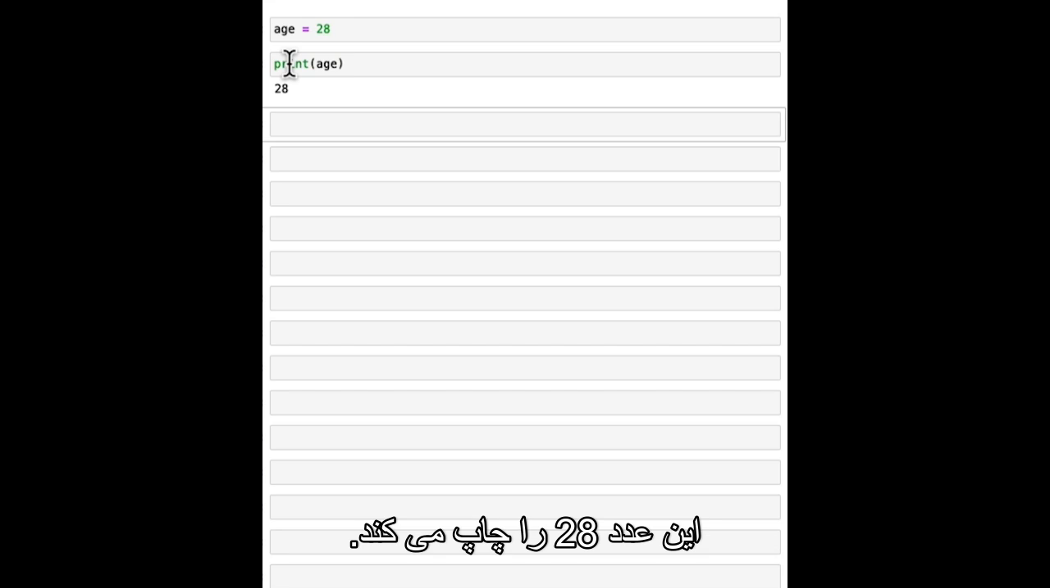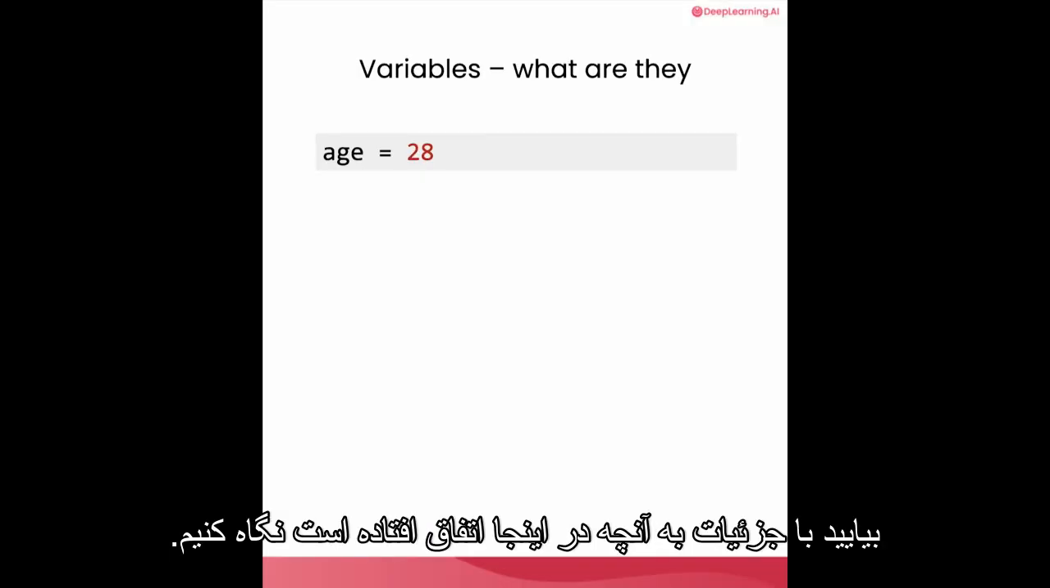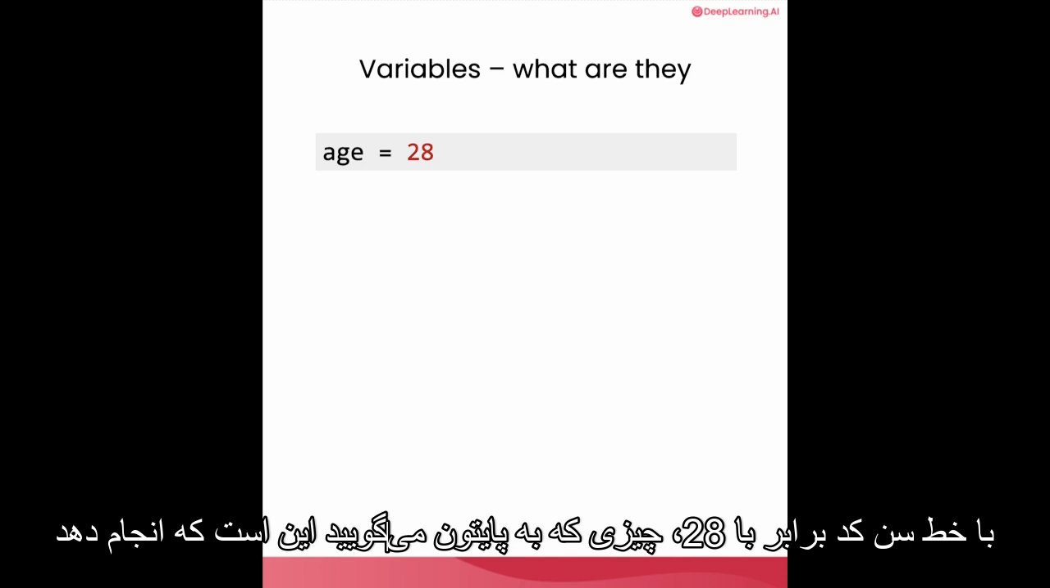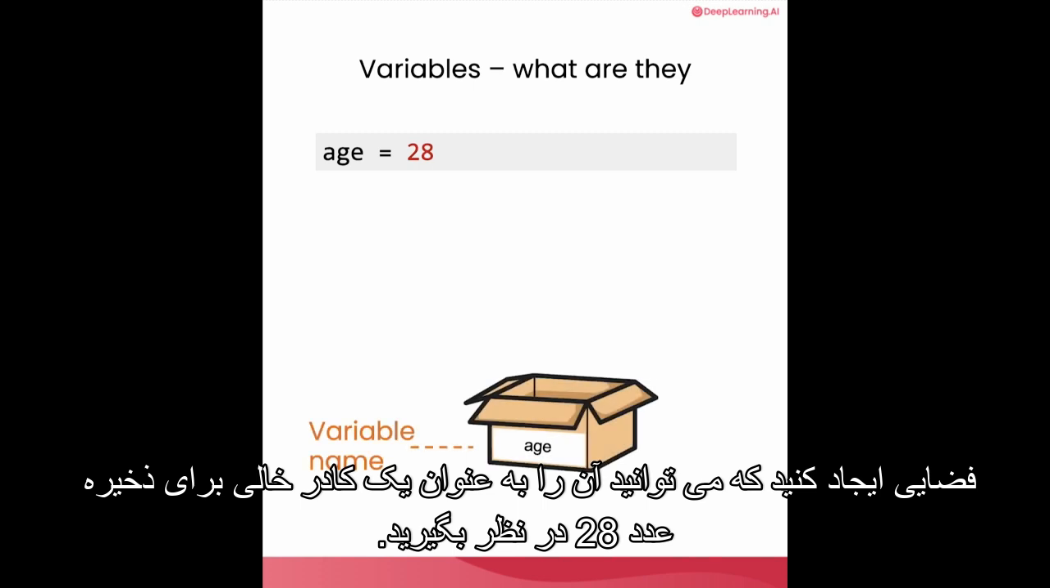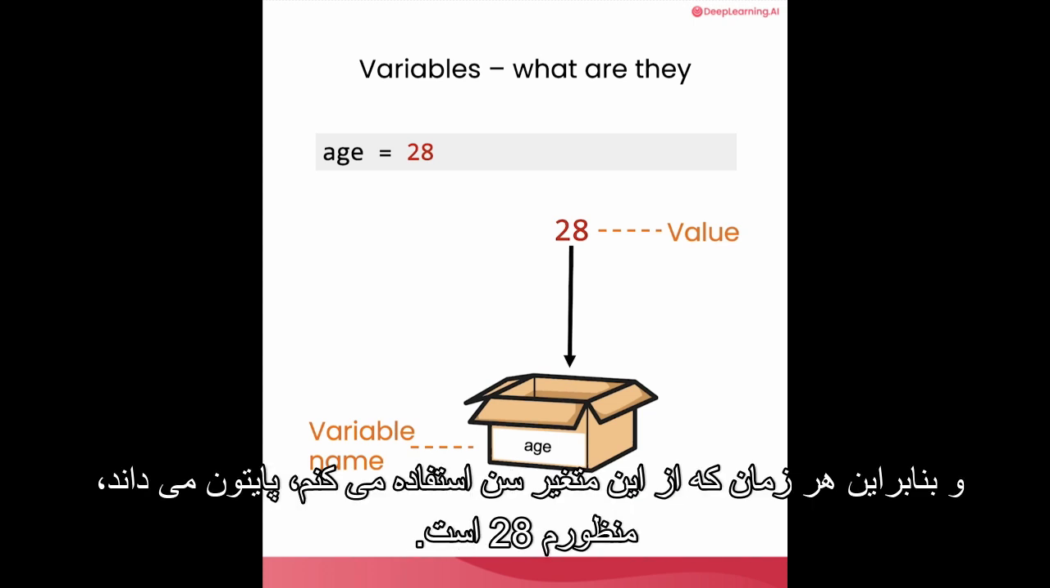I'm going to say age equals 28. And what this does is it creates a variable and stores the value 28 to it. So now if I say print age, guess what this will do? This prints out the number 28. Let's look in detail at what just happened here. With the line of code age equals 28, what you're telling Python to do is to create a space, which you can think of as an empty box, to store the number 28. And so whenever I use this variable age, Python knows I mean 28.